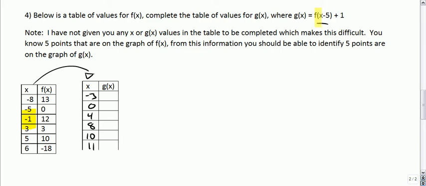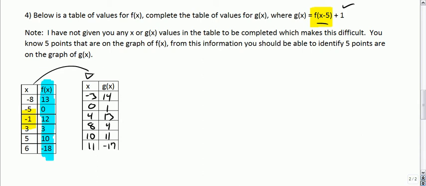So a big key here, if you look at in yellow, is you have to recognize that right away as a shift to the right 5 units. And this +1 is just a vertical shift up 1 unit. So I'll take all these numbers in blue, the y values. All I gotta do is add 1 to them. So 13 is 14, 1, 13, 4, 11, -17.